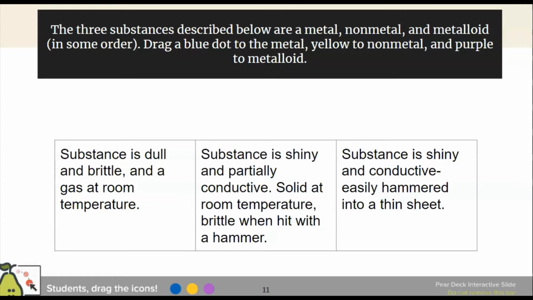All right, so I want you to read these three examples, pause, and see if you can figure out which one is a metal, which one is a nonmetal, and which is a metalloid. Press play when you're ready to go over it.